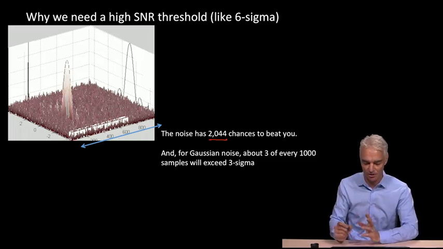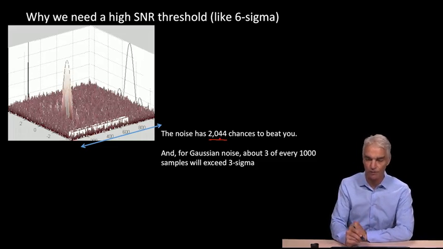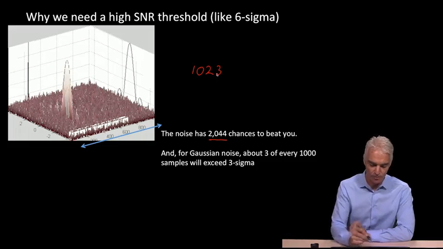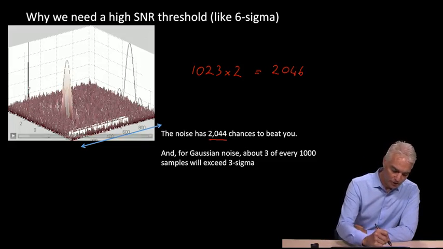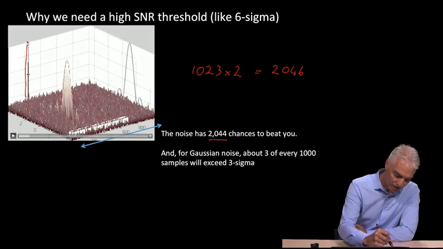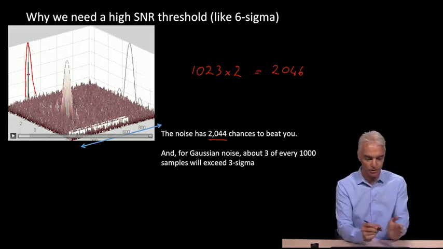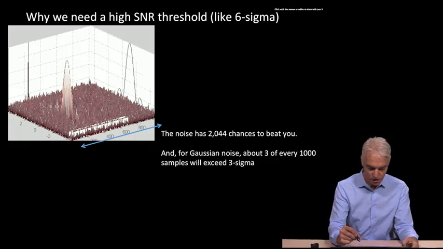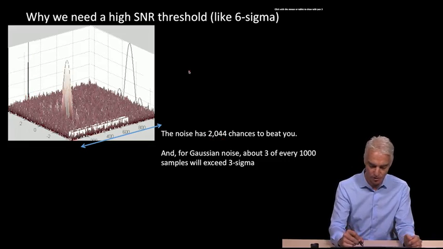And so let's just talk, where does that 2,044 number come from? Well, the PRN code has 1,023 chips, and we sample at 2 samples per chip, so that's 2,046. And of all those samples, only 2 of them are going to fall in the correlation peak. This little line here is the triangle that we're looking for. It doesn't look like a triangle because it's so narrow.